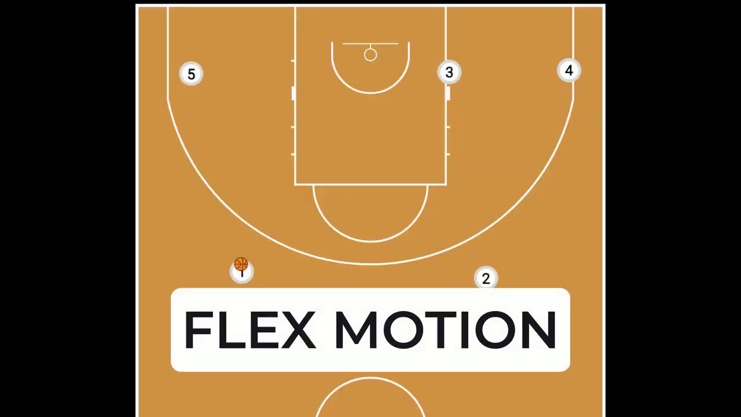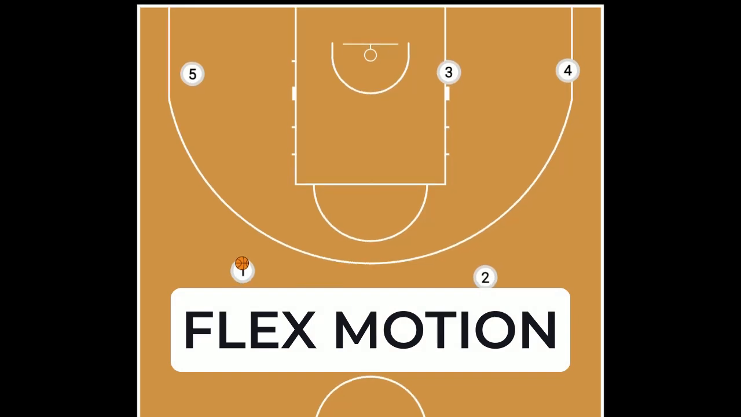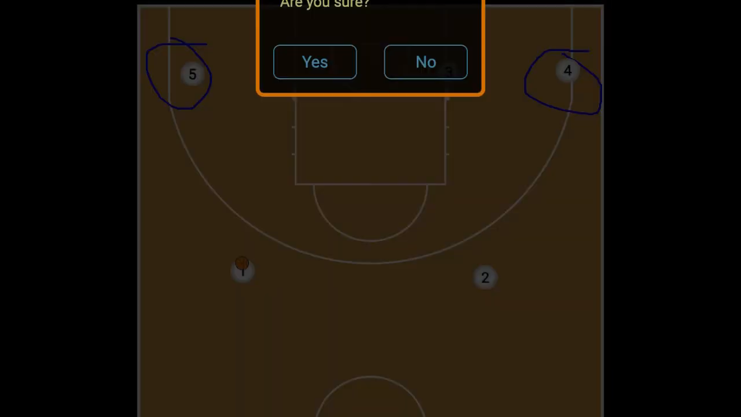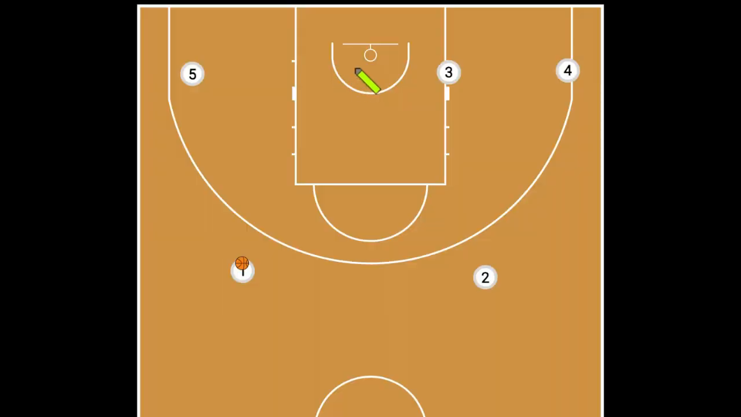All right, so let's look at my personal favorite way to run a flex motion offense. Now, if you're not familiar with the flex motion offense, essentially what you're going to have is a screen where this person right here or this person is going to receive the basketball around the middle of the floor, around the rim. Okay, so let's take a look at how this will work as a motion offense. How can we get continuous movement here from the flex?